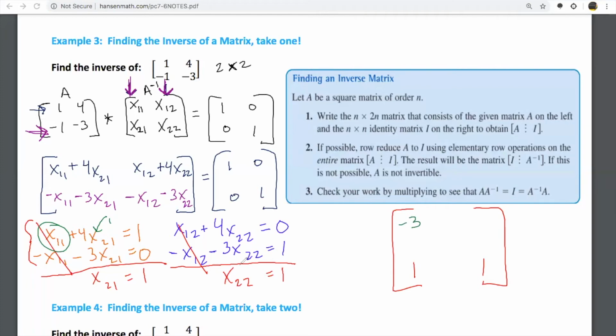And likewise, in this equation, since we know that x22 is worth 1, I can plug that in right here. 4 times 1 is 4. Subtract 4 from both sides. 0 minus 4 is negative 4, which is x12, which goes right here. So we have found through algebra that the value of the inverse of matrix A is this 2 by 2 matrix with the following elements.